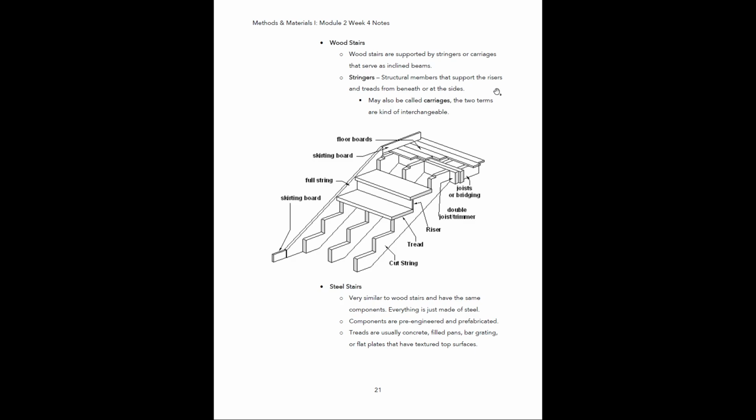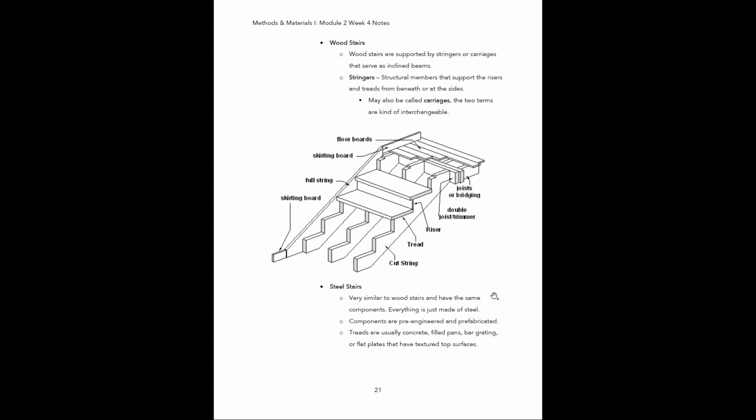All right, so wooden stairs. Wood stairs are supported by stringers or carriages that serve as inclined beams. Stringers are the structural members that support the risers and treads from beneath or at the sides. They may also be called carriages. The two terms are kind of interchangeable. So if we look at this cutaway diagram, this is basically what you should think of when you hear the term stringer. You can see there's a series of stringers here, and the stringers are notched to support the treads and the risers. Okay.